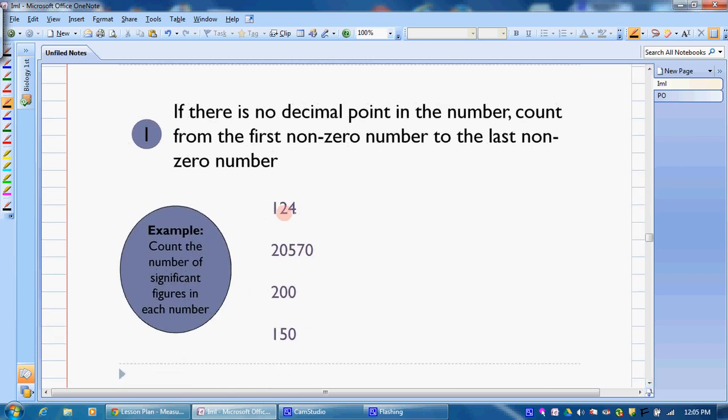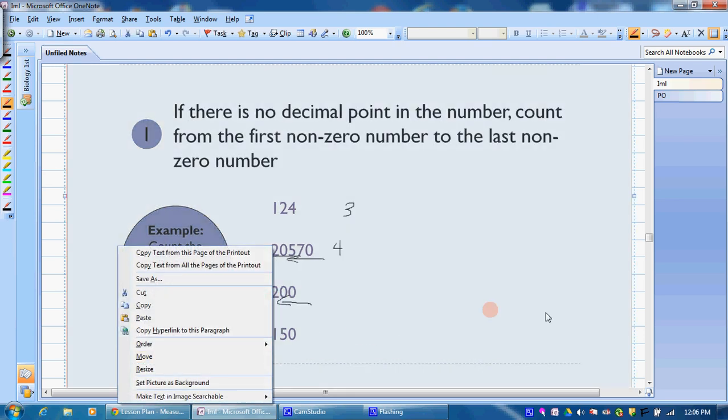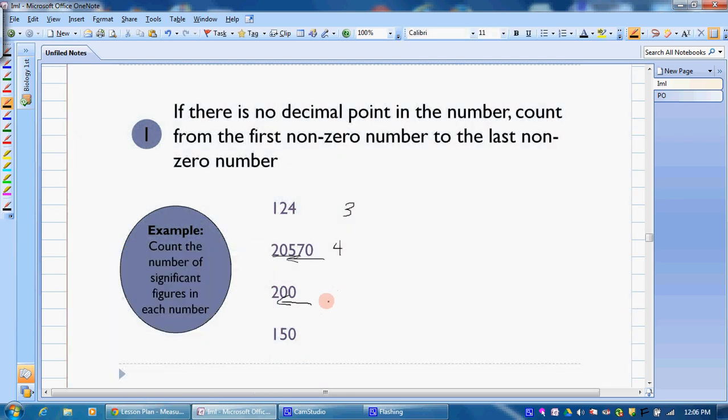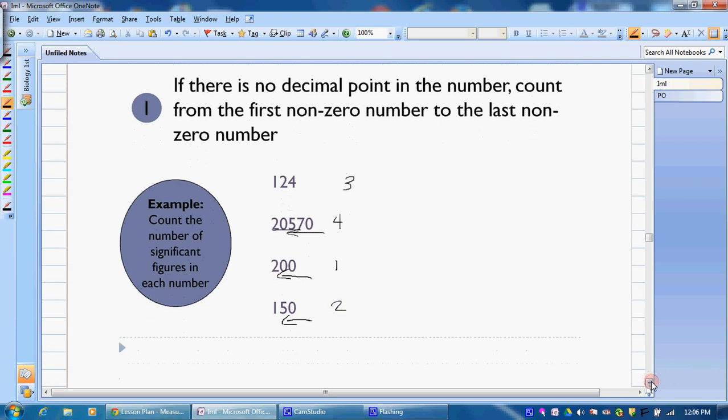If we look here, 1, 2, 3, they're all non-zeros, so they have to count. Here, there's a zero in the middle, so it has to count. If we have no decimal place, we're going from right to left, so we do not count the zero. We start at the 7 and count from here over, so that gives us 4. Same here, no decimal place, so we're going right to left. Start counting at the first number that's not a zero, and there's only one, the number 2. Here, going from right to left, we start at the 5, and we count the 1 and the 5. That's how to use those rules.